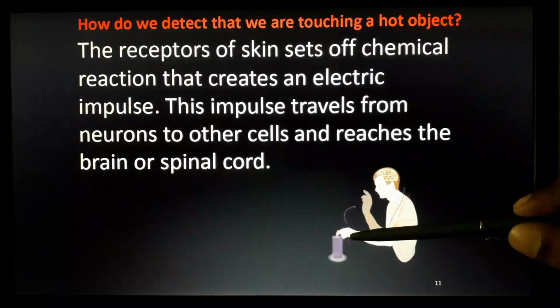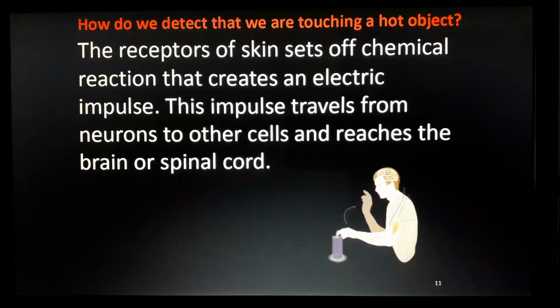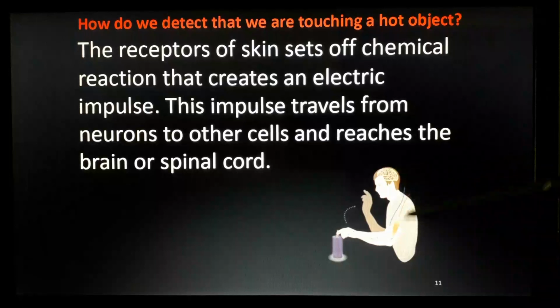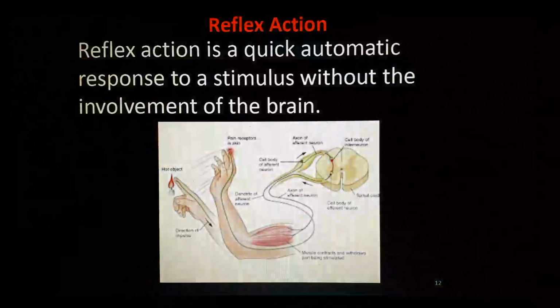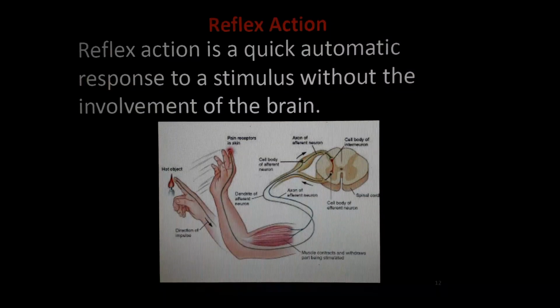Oh my God, it is too hot. Take your finger, otherwise it will burn. Understand? So that is happening. And only when the brain sends the signals will we be able to move our hand. If the brain is not sending back the signals, we won't be able to move our hand. So in that case, another thing comes, which is called reflex action. Very, very important.